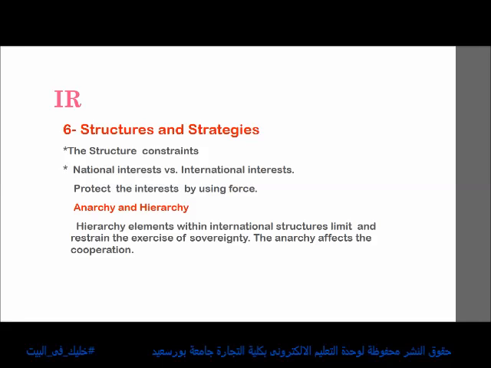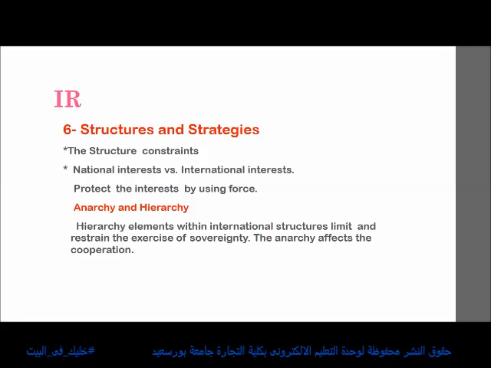Security Council, like the Arab League, European Union, international organizations, protect the interests by using force, like China, United States, Europe. They have some interest in different countries. Basically, the only way to protect their interest is using force. I mean military power.